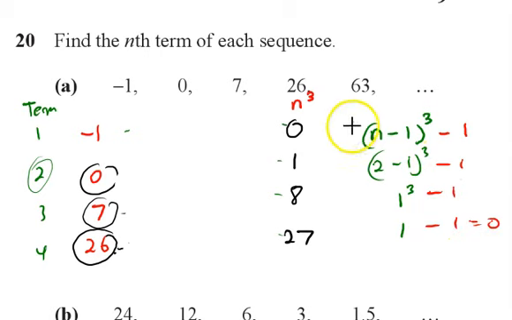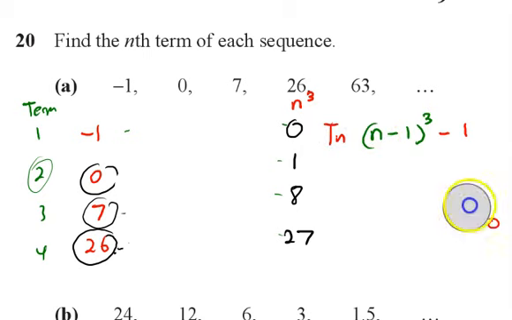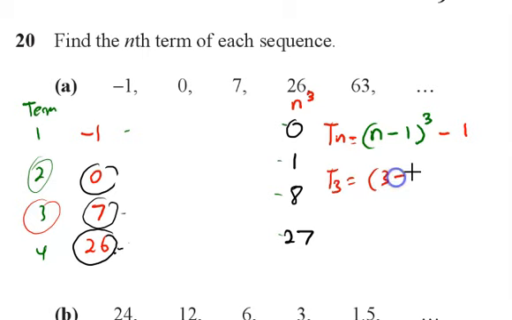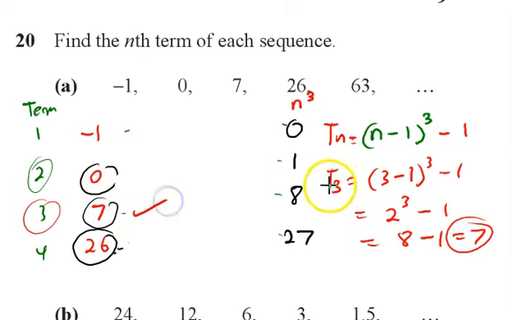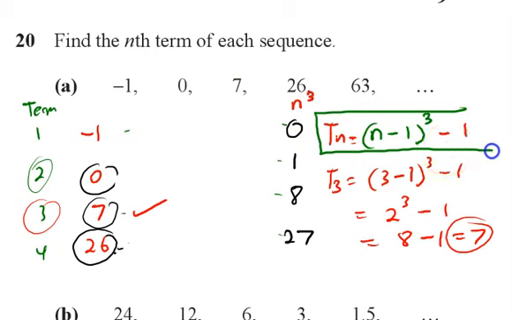Okay, so now let us try with this equation. So now let's say we go for term number 3. So now we have that 3 minus 1. So here we have 2 power of 3 minus 1. So it's 8 minus 1, we are getting here about 7. So yes, it's correct. So we have to use this formula. Okay, so this is for sequence.